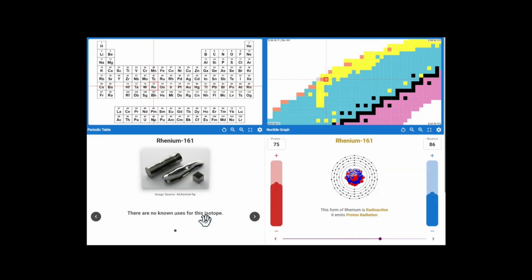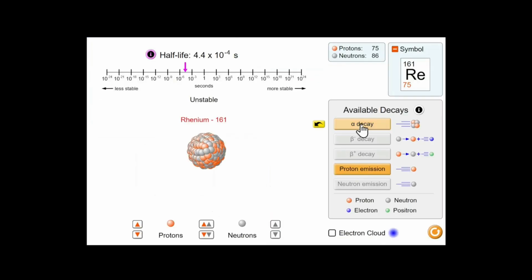There's no known uses for this isotope. That's what it looks like if you're interested. This is radioactive. Radioactive means it has a tendency that it wants to decay and emit radiation. Remember, radiation is the emittance of energy from a source, and it's going to emit that energy in the form of particles. So again, it's still got too many protons. So what does it do? It's going to spit them out again. It's going to spit out another helium nucleus.